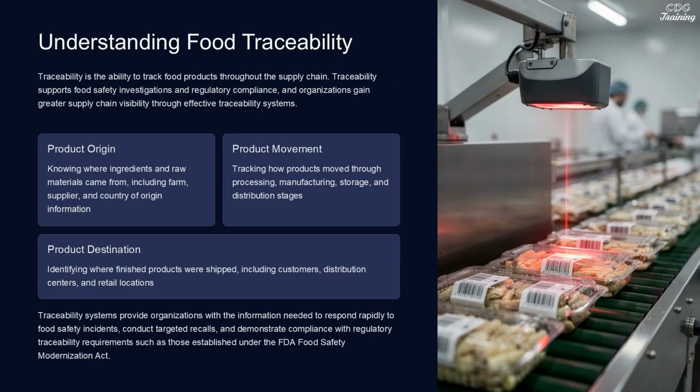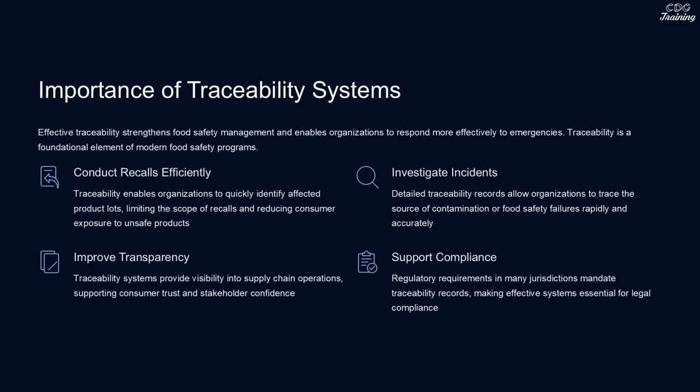Traceability allows tracking of food products through the supply chain, supporting safety investigations and regulatory compliance. It involves understanding product origin, movement, and destination. Effective traceability strengthens food safety management and enables organizations to respond more effectively to emergencies. It supports efficient recalls, incident investigation, transparency, and compliance.